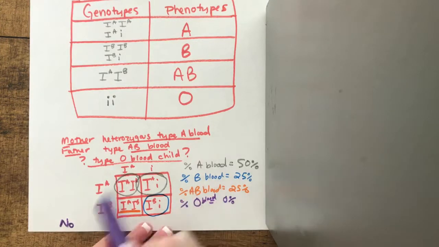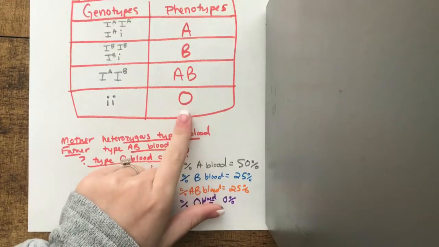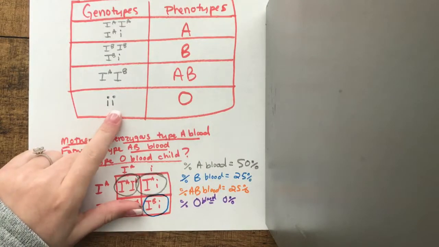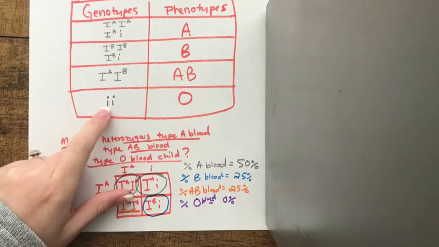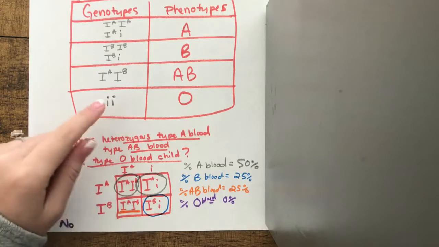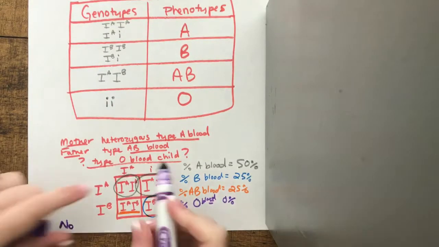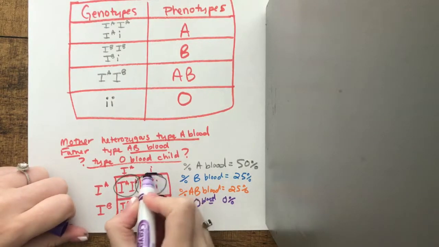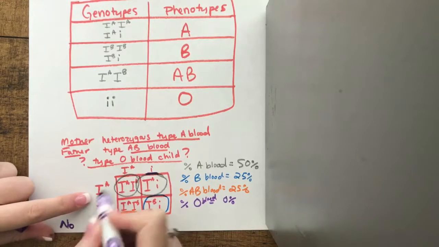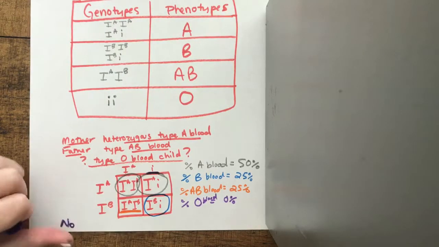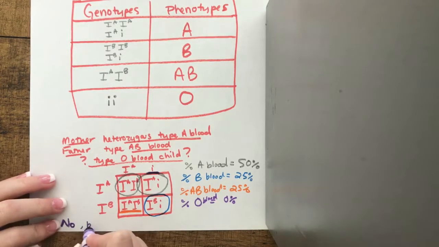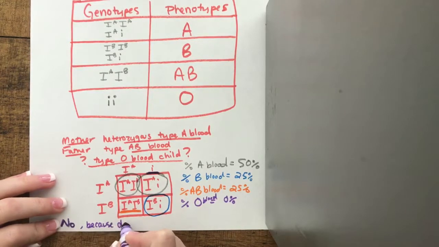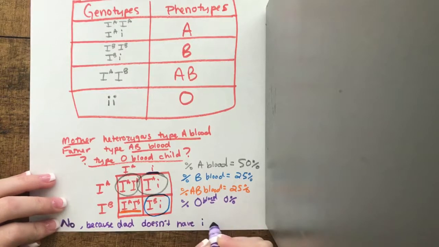And technically you didn't have to do the Punnett square. You could have thought about it. To have type O blood, you have to have two little i's. Well, think about where you get these two little i's from. You're going to get one from mom and one from dad. So if we look over here, does mom have a little i to give? Yes, mom can give this little i. But does dad have a little i to give? No. He does not have a little i, so it is impossible for them to have a child with type O blood. So no, because dad doesn't have that little i to give.